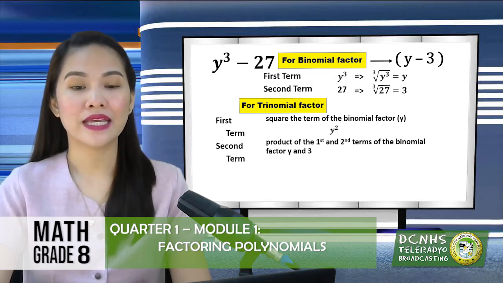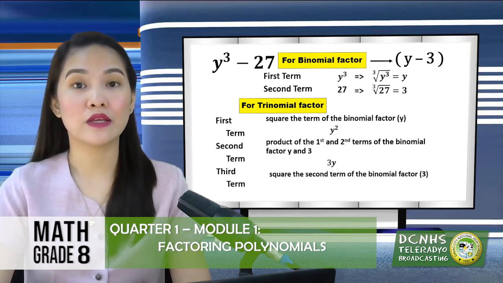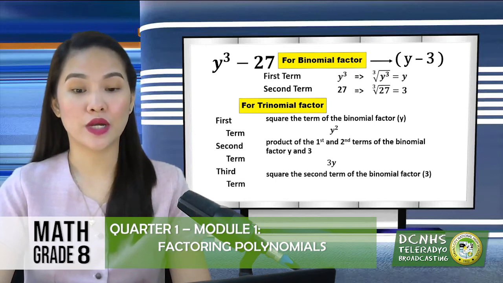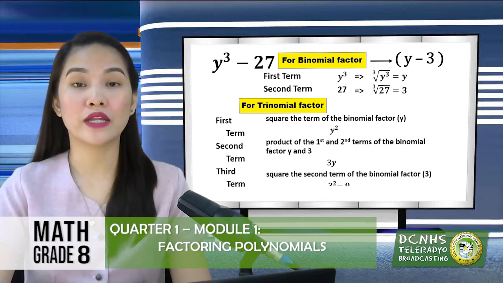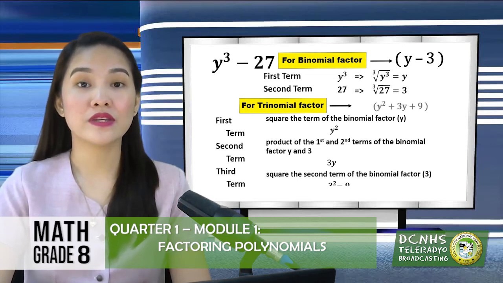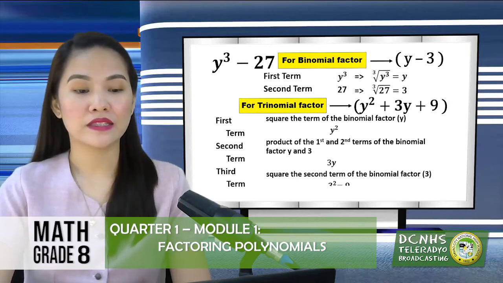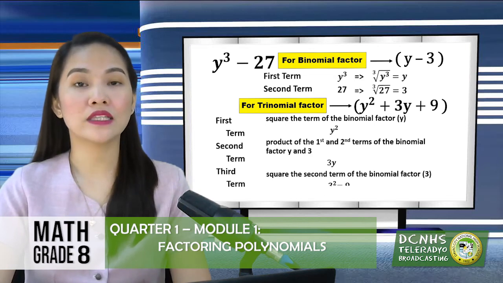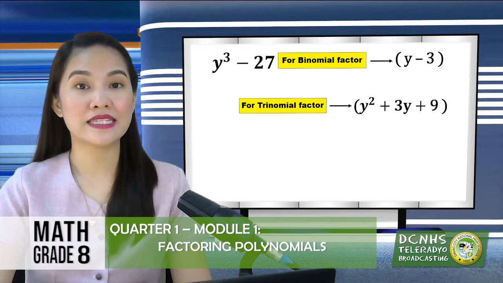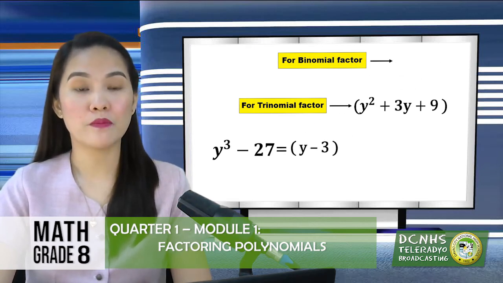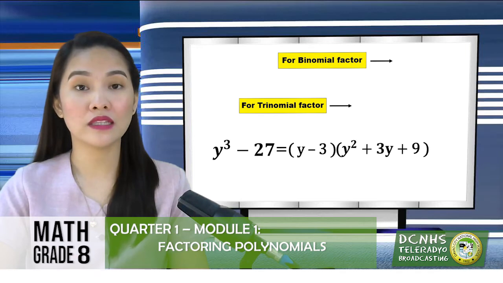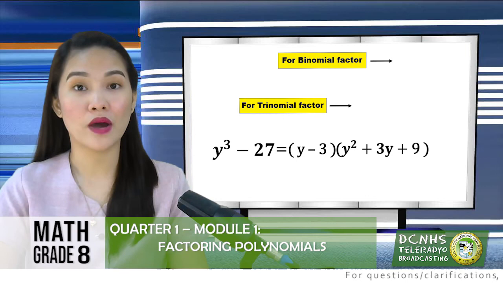For the second term, get the product of the first and second terms of the binomial factor, y and 3. The result is 3y. And for the third term, square the second term of the binomial factor, which is 3. The result is 9. The trinomial factor is the quantity of y squared plus 3y plus 9. Therefore, the factors of y cubed minus 27 is the quantity of y minus 3 times the quantity of y squared plus 3y plus 9.